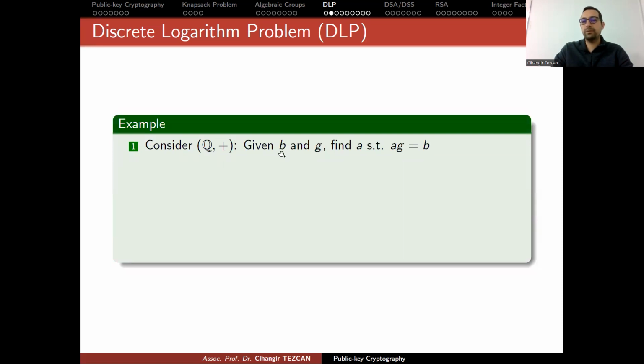So you are given b. You also know the generator g. I'm asking you what is a, so that a times g equals b. So this is not a hard problem. It is easy to solve because if you divide both sides by g, this would mean that a equals b over g, which is just a simple division operation, right?